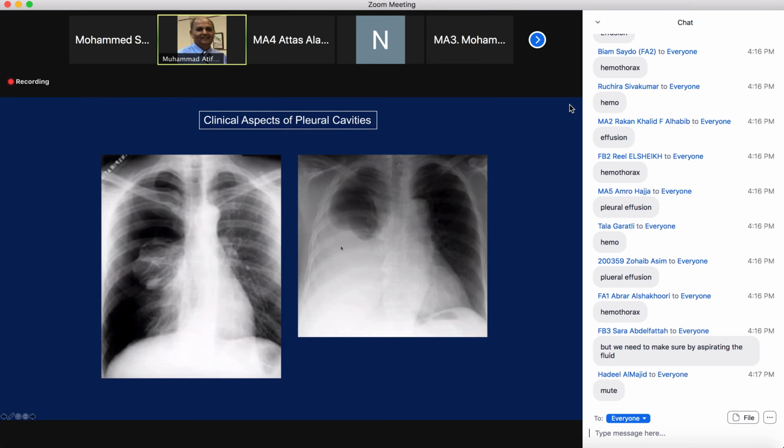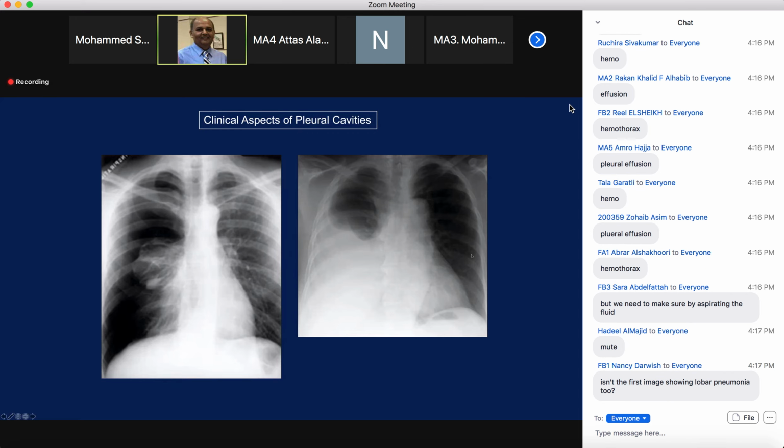When we aspirate the fluid out, which we can see on this X-ray, there is a fluid level. Compare the sides. So this is the pneumothorax. This is a shrunken lung, and here we cannot see because of the fluid level. This is a normal side.